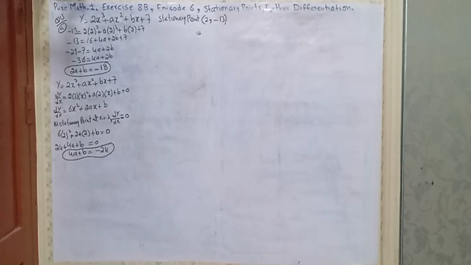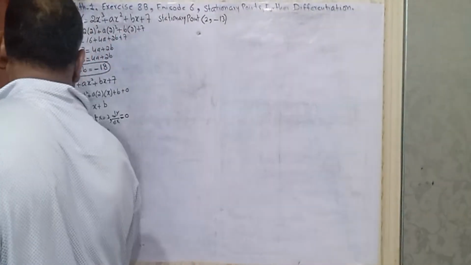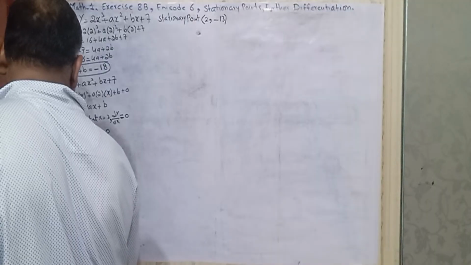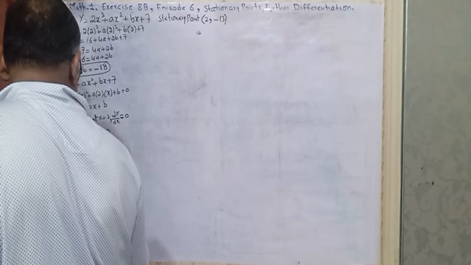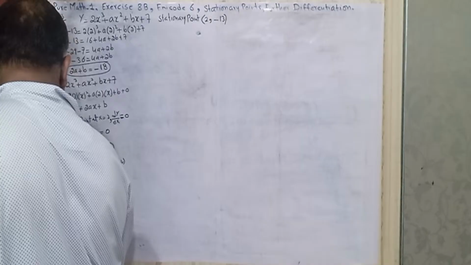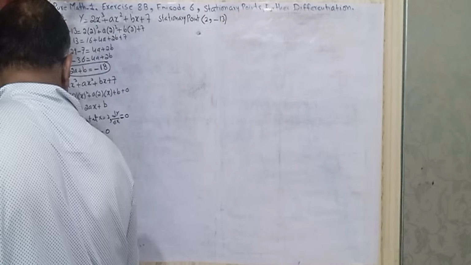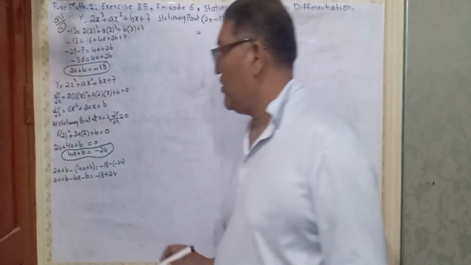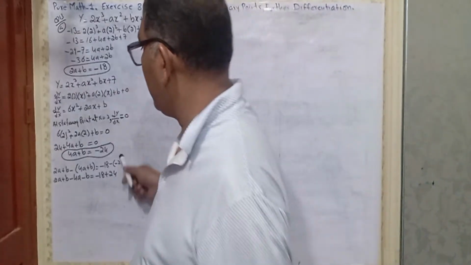Okay, so just simply subtract them from each other. So you will get rid of the b. You can write here 2a plus b minus (4a plus b) equals minus 18 minus (minus 24). So you will have 2a plus b minus 4a minus b equals minus 18 plus 24. So I have subtracted these two, from this I subtracted this.